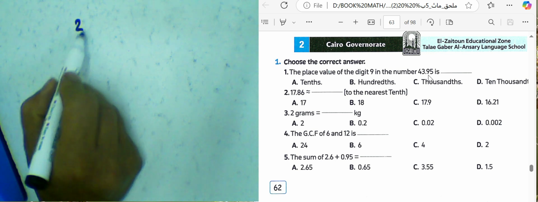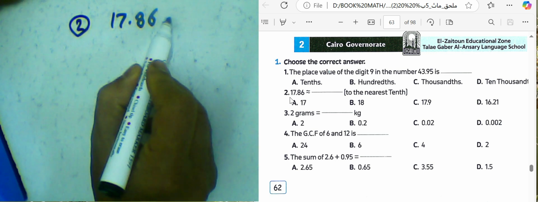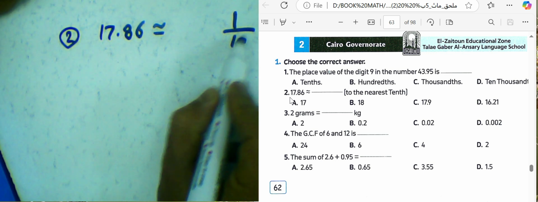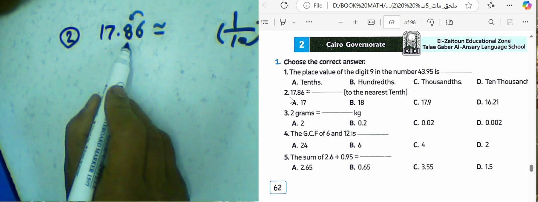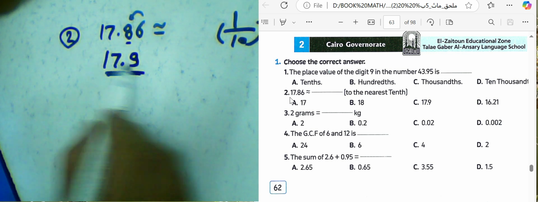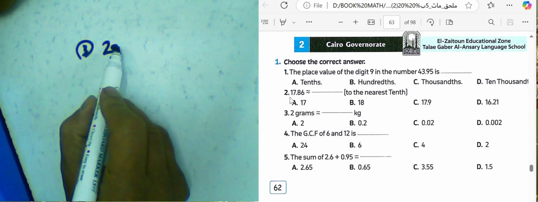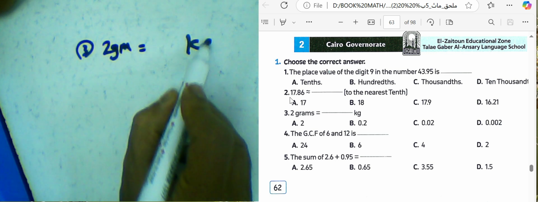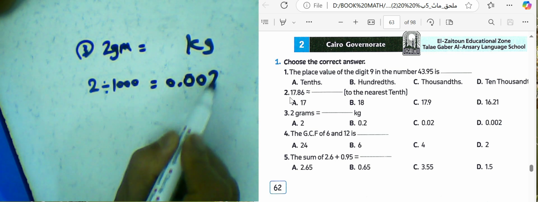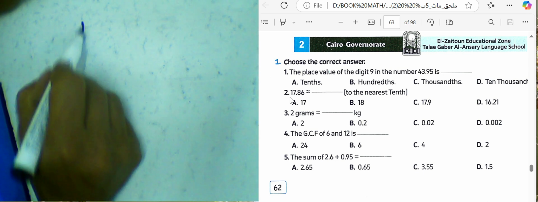Next, question number 2. We have 17 and 86 hundredths approximated to the nearest tenth. It will be what? 6 can give 1 to the number 8. So the result will be 17.9 to approximate it to the nearest tenth. Question number 3, 2 grams convert to kilogram, divided by 1000. The result will be 2000. Okay, choose letter D.